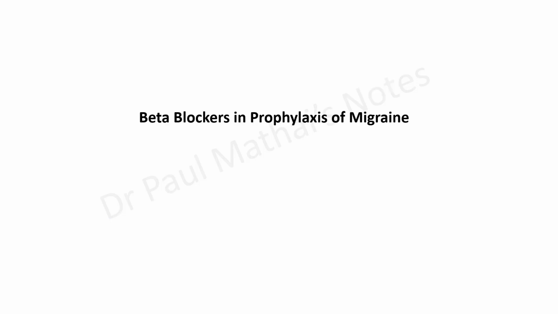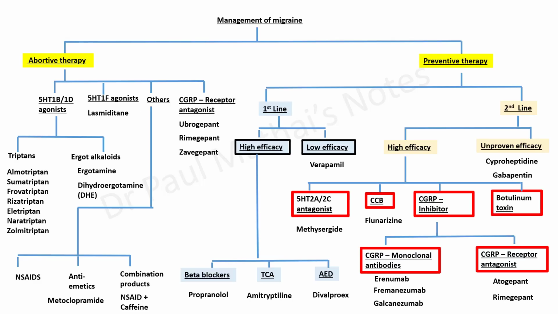Regarding the use of beta blockers in the prophylaxis of migraine, the mechanism of action is still under investigation, but it is quite clear that it is a first-line drug with high efficacy in the prophylaxis of migraine.